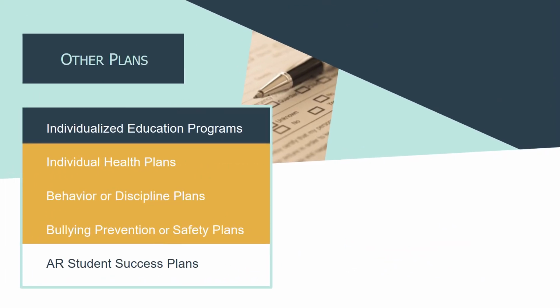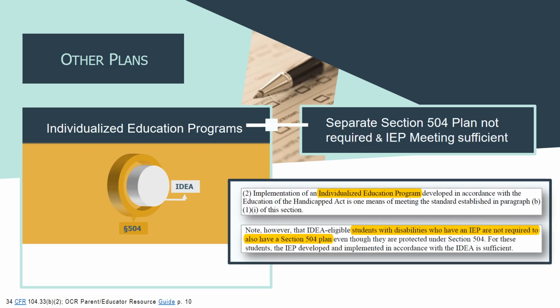In the context of a school, there can be varying individualized plans to support students. These plans might include individualized education programs, individual health plans, behavior or discipline plans, bullying prevention or safety plans, or Arkansas Student Success plans. If a student is served under IDEA, a separate Section 504 plan is not required, even though the student also gains the protections of Section 504.